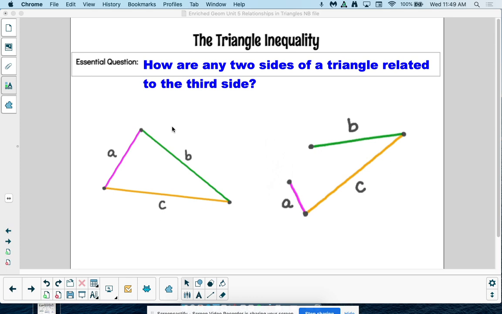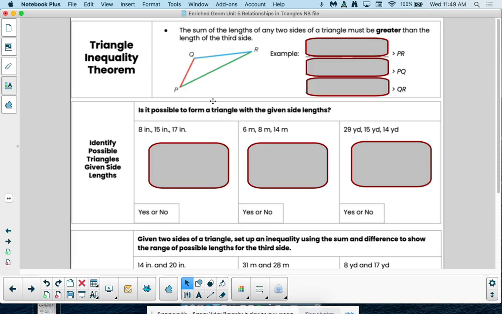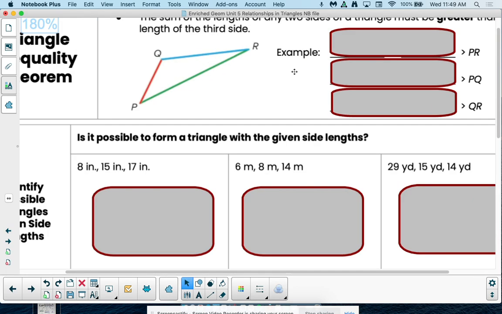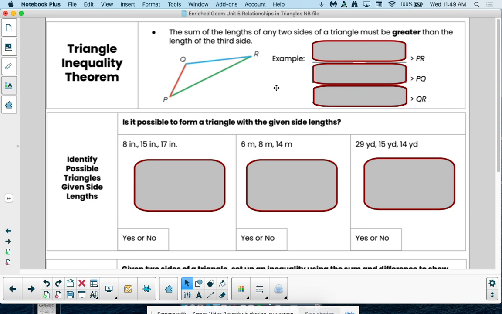Okay, so knowing that, can you try to fill in the top part right here? What would have to go there? So what plus what would have to be greater than PR? PQ and QR. Beautiful. The other two sides would have to add to be greater than the third side. Perfect. See if you can do the next two.